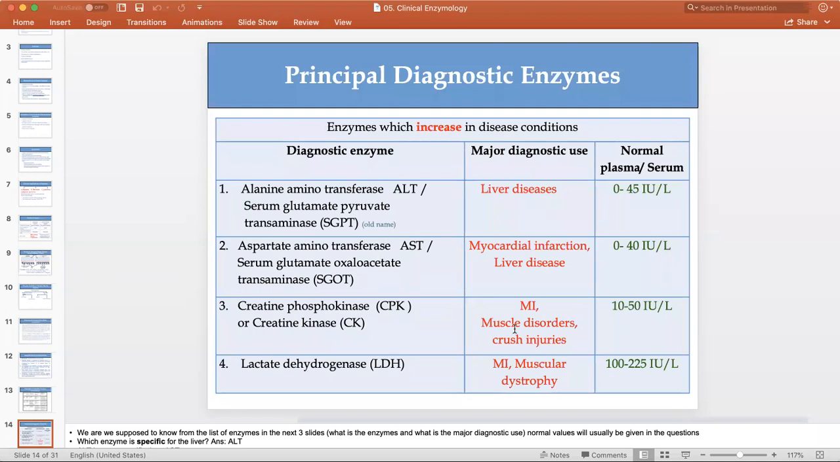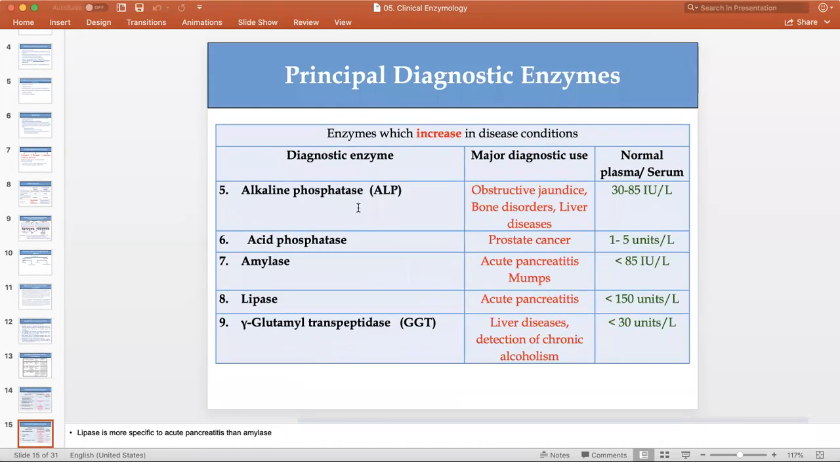Lactate dehydrogenase, again, is present inside the cells, specifically in the heart muscles and the skeletal muscles. If there is an increase in lactate dehydrogenase, we might suspect something wrong with the muscles or MI. Also, lactate dehydrogenase is present in the RBCs. They have a major role in RBCs. So if there is hemolysis, the LDH will go up. This is very important as well.